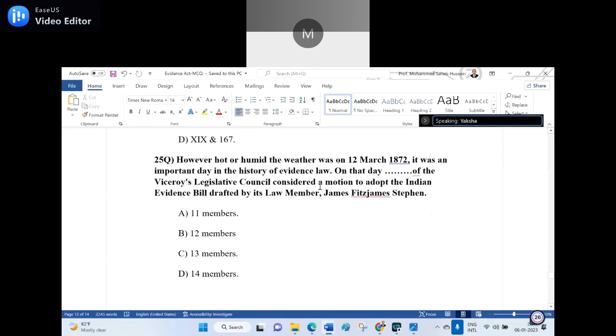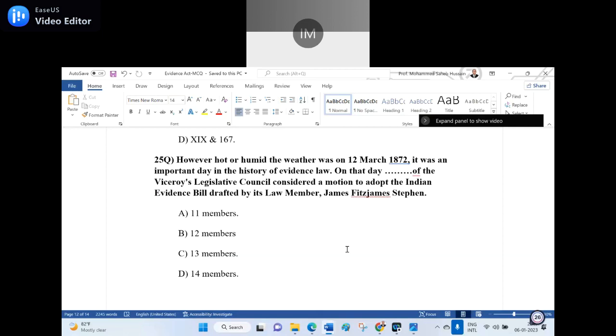Okay, 25th question. However hot or humid the weather was on 12th March 1872, it was an important day in the history of the evidence. On that day, the Viceroy's Legislative Council considered a motion to adopt the Indian Evidence Bill drafted by Law Minister James Fitzjames Stephen. How many members are there? A. 11 members. B. 12 members. C. 13 members. D. 14 members.